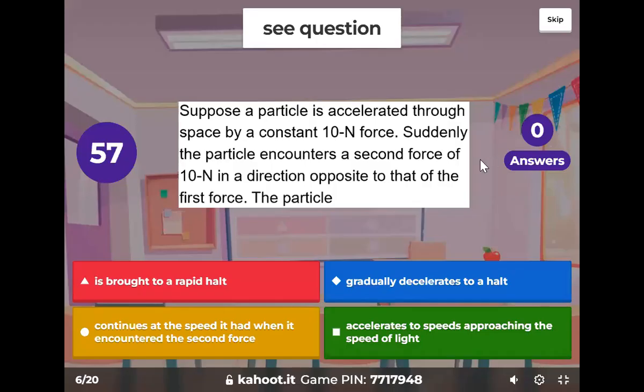Suppose a particle is accelerated through space by a constant 10 newton force. Suddenly, the particle encounters a second force of 10 newtons in the opposite direction of the first force. What does that particle do?